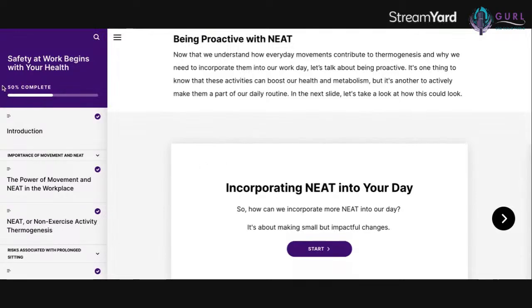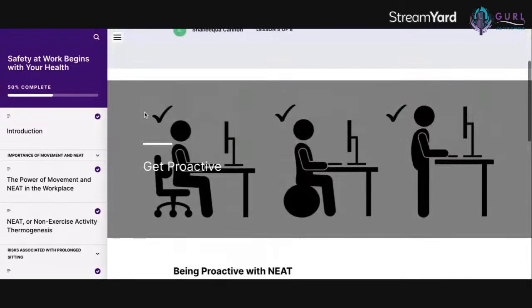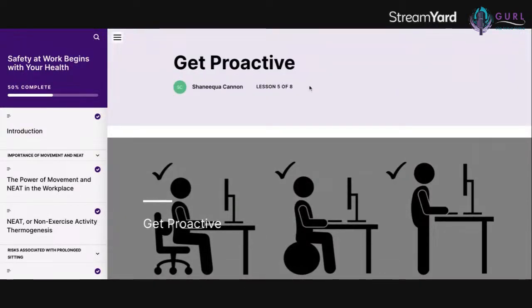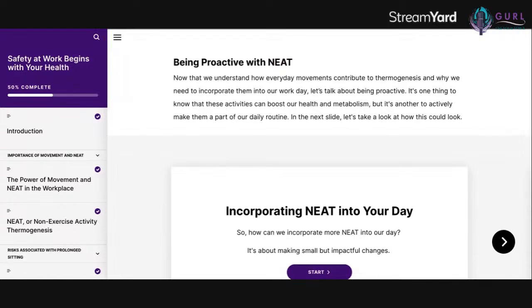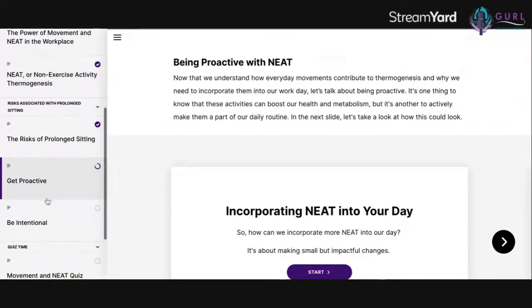Now, as you see, we are halfway through the course. So yay, right? At the top, it says we're on lesson 5 of 8. So we're definitely halfway. Love that. And we're seeing more check marks down the side.